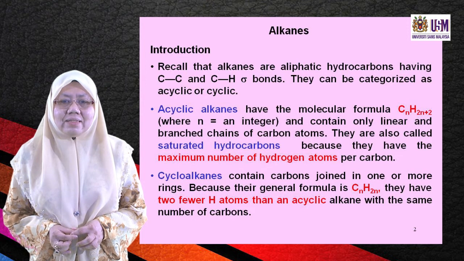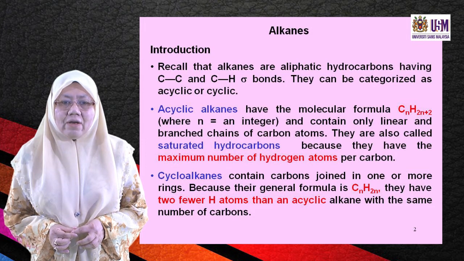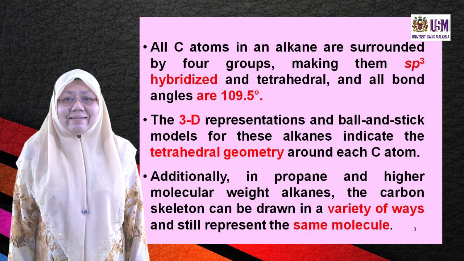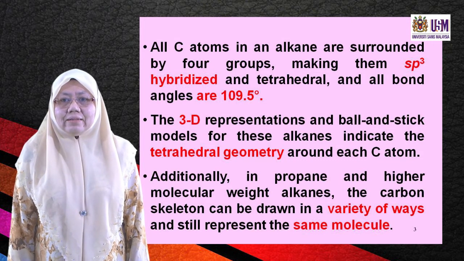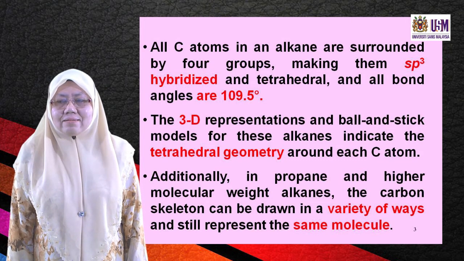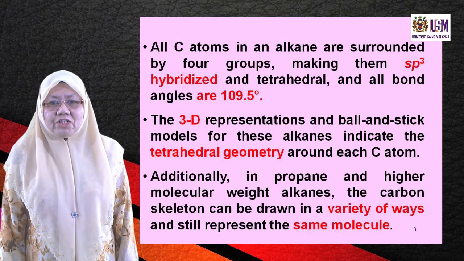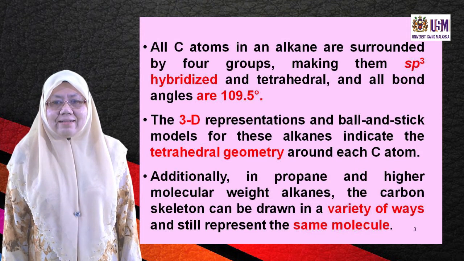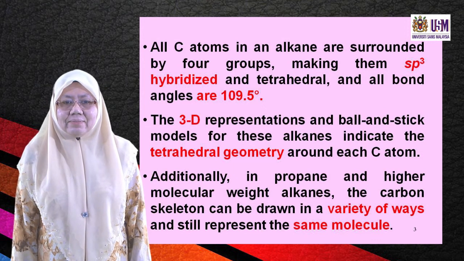Cycloalkanes contain carbons that are joined in one or more rings. Because their general formula is CnH2n, they have two fewer hydrogens than an acyclic alkane with the same number of carbons. All carbon atoms in an alkane are surrounded by four groups, making them sp3 hybridized and tetrahedral. And all bond angles are 109.5 degrees. The three-dimensional representations and ball and stick models for these alkanes indicate the tetrahedral geometry around each carbon atom.